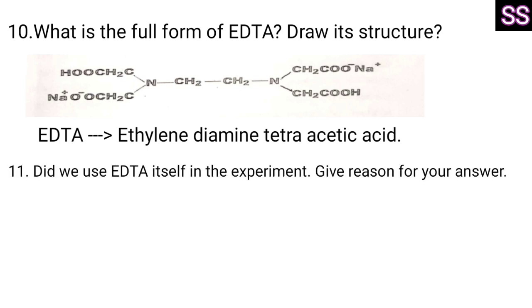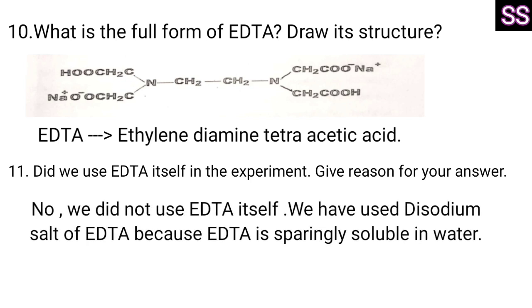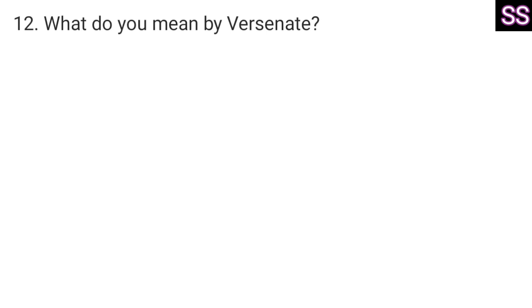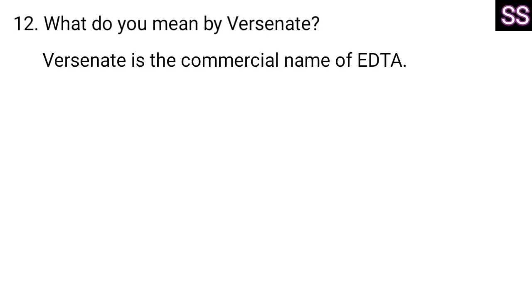Did we use EDTA itself? Give reason. No, we did not use EDTA. Instead, we have used the disodium salt of EDTA in the experiment. This is because EDTA is sparingly soluble in water. What do you mean by versenate? Versenate is the commercial name of EDTA. It forms a stable and unionizable complex with hardness-causing ions like calcium and magnesium.